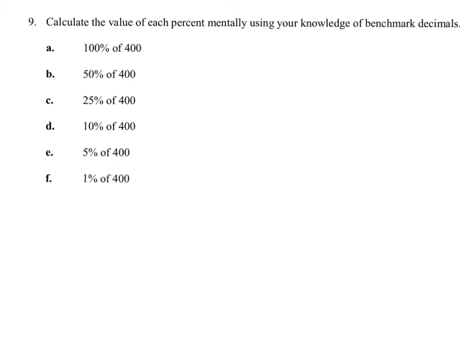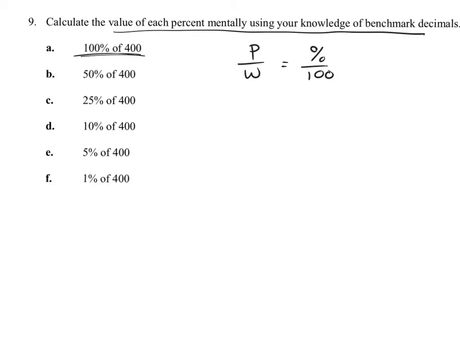Okay, question number 9. We are going to calculate the value of each percent mentally using your knowledge of benchmarks. So first think about 100% of 400. And if you can't do it mentally, go ahead and set up your part over whole equals percent out of 100. So we're looking for the part in all of these. I don't know what the part is. I know the whole amount is 400, and if I want to know 100%, you can tell that this is times 4 and this is times 4.